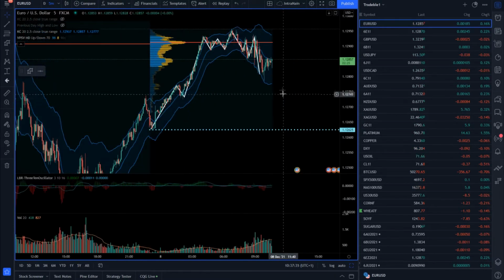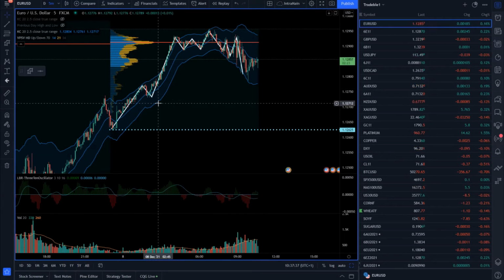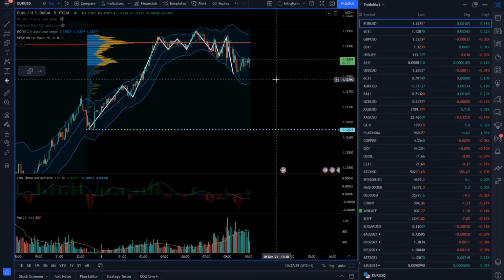So my view here is basically that we can see more downside, and eventually towards the end of the day, revisit this 1.1262, maybe even break that low for that day.